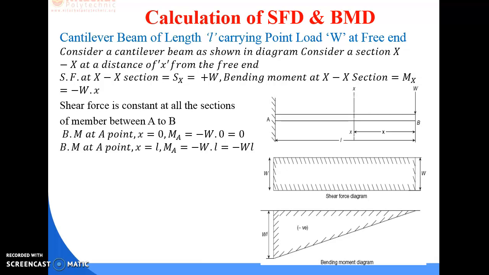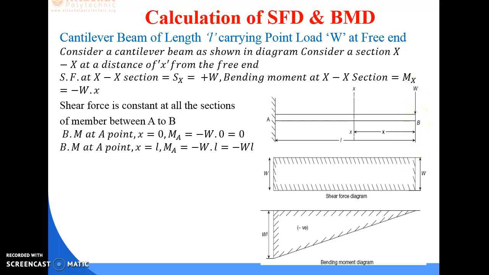Let us consider a cantilever beam of length L carrying a point load at its free end. As per the expression, we are having a cantilever beam. This is the symbol, a fixed support symbol. A part is the fixed part, B part is known as the free end. Now the beam whose A end is fixed, B end is free, where load W is acting at point B, and that is known as a point load W.